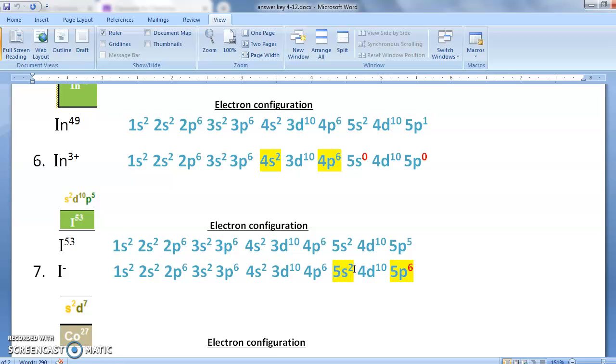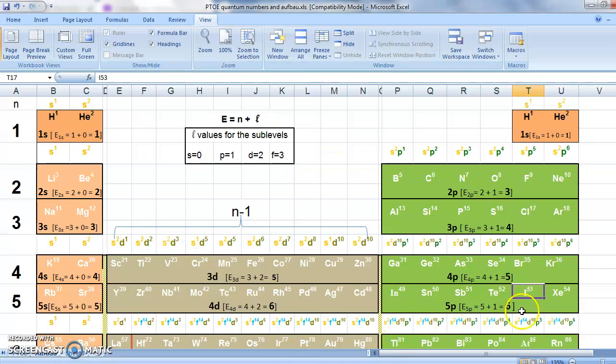The 5S has 2 in it. The 5P6 has 6 in it. 6 and 2 is 8. It has satisfied the octet rule. In fact, by adding that one electron, it ends up with 54 electrons, just like xenon. It has the same electron configuration. We could call it an isoelectronic configuration. Iso means same configuration as xenon.